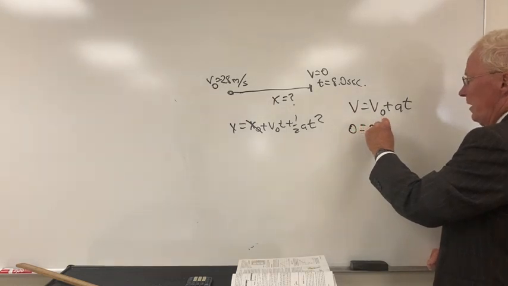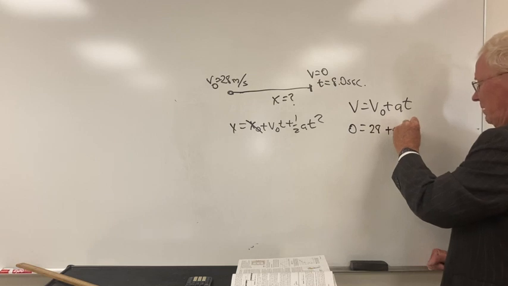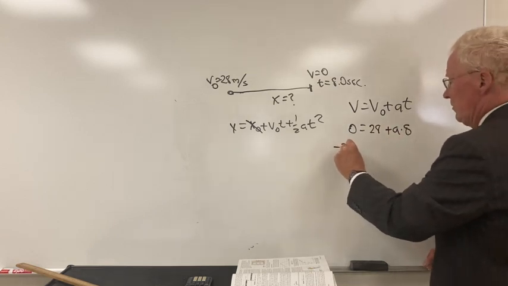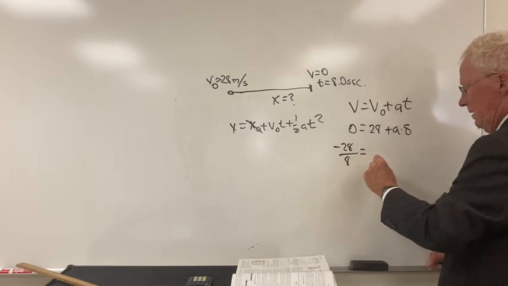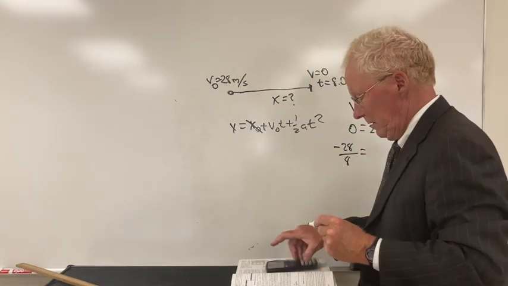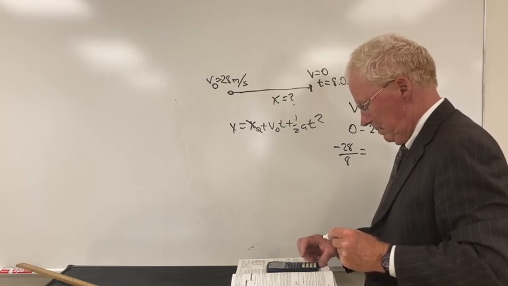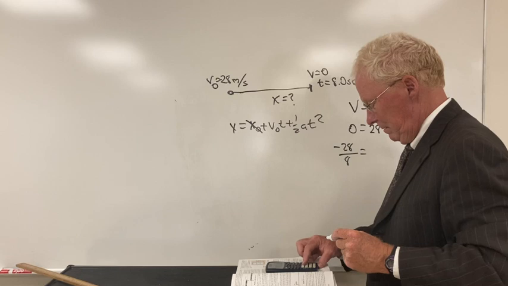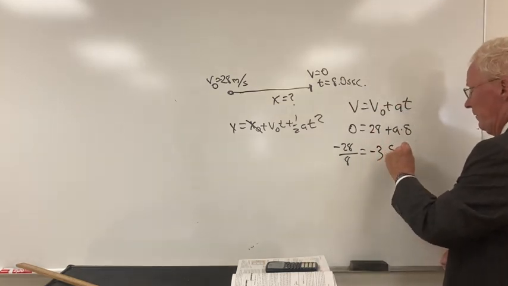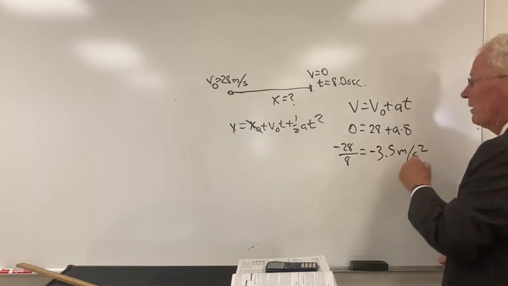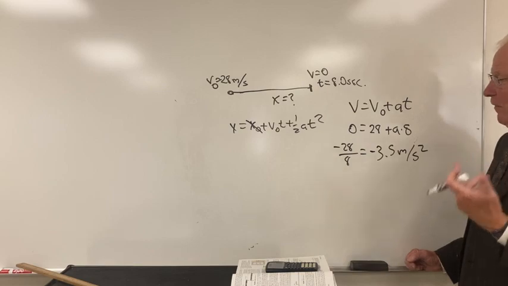V is 0, 28 is initial, plus a times 8. So that's a equals minus 28 over 8, which looks like minus 3.5 meters per second squared. All right, now that we have that, we can figure out how far it's gone.